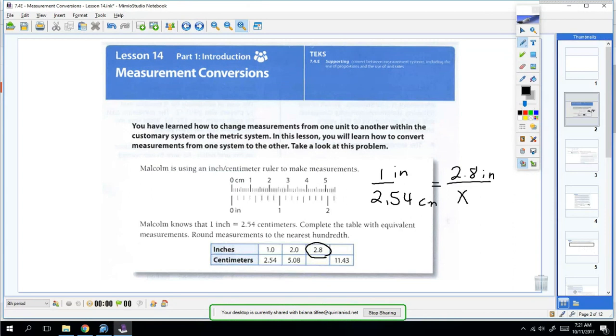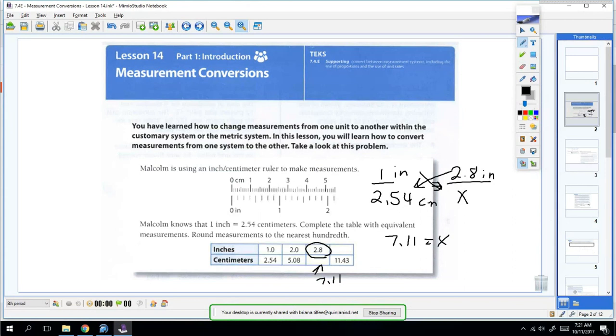Because you're going to cross multiply. So you're going to do 2.8 times 2.54, which comes out to 7.11. And then you're going to do 1 times X, which equals X. So that means my centimeters are 7.11. So for every 2.8 inches, it comes out to 7.11 centimeters.